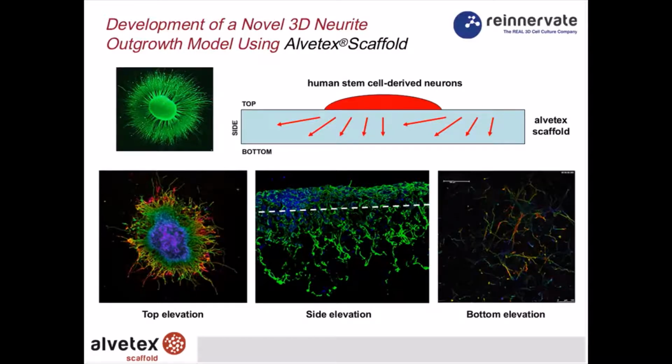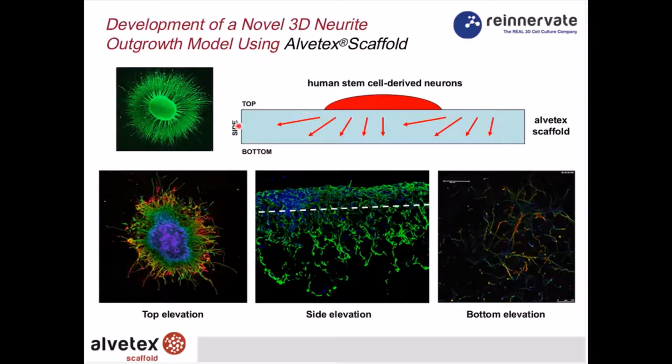And this is an example here of a neurosphere which has been plated upon a substrate coated in laminin, so it's a 2D substrate, and these neurites will grow out and radiate, such as this. This neurosphere structure is quite substantial. It's about 500 microns or so in diameter. So these are quite substantial neurites. We can take these structures and we can also place them on top of Alvetex scaffold.